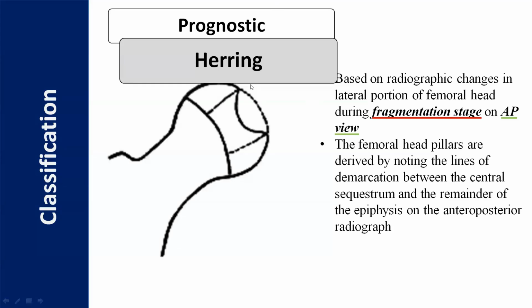And then the most commonly used is the Herring classification. This was based on radiographic changes in the fragmentation stage on AP view. We usually look at the femoral head pillars. We have a lateral pillar over here and a medial pillar. We look at the degree of collapse of the lateral pillar. We can either compare it with the normal side, or we can compare it with the lower medial pillar.